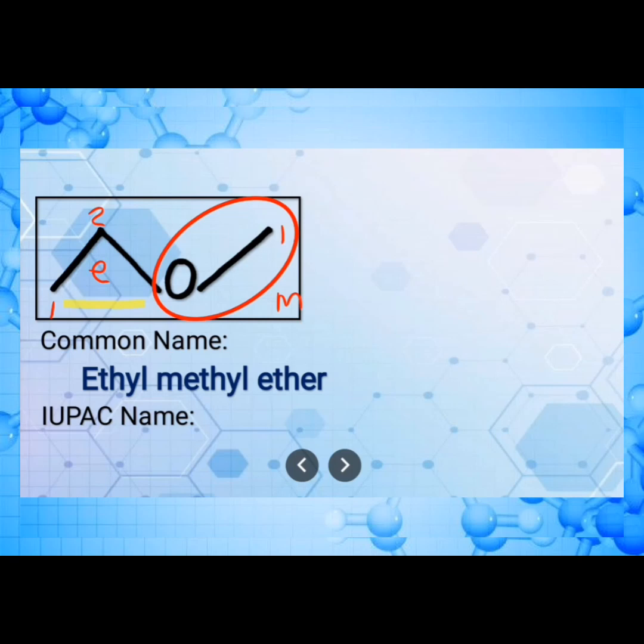And how about the IUPAC name? Since we have already assumed that the methyl is our oxy substituent, it will be changed into methoxy because of the presence of oxygen. So methyl will be changed into methoxy, and the ethyl here will be our main parent chain that will become ethane. Therefore, our IUPAC name is methoxyethane.